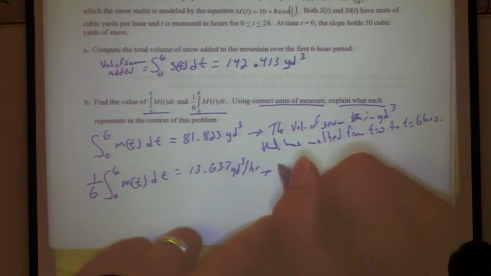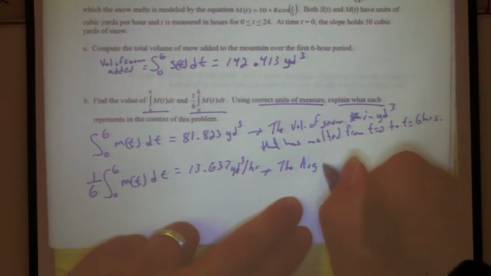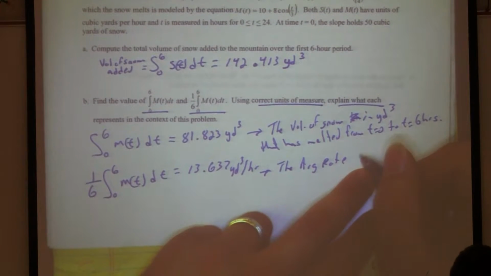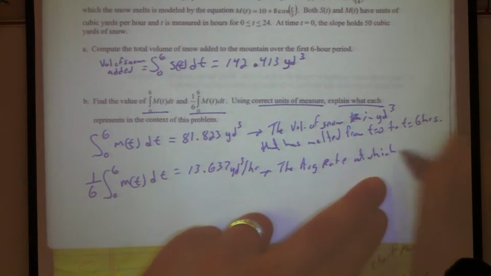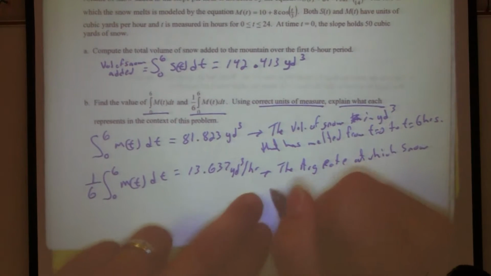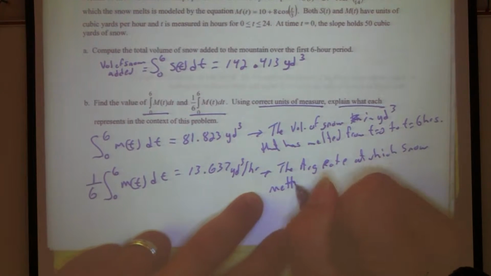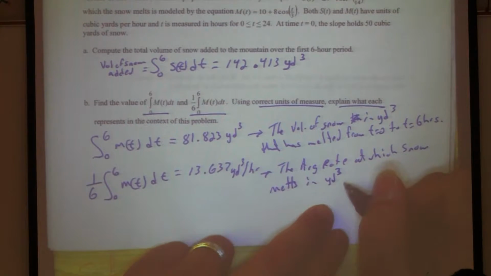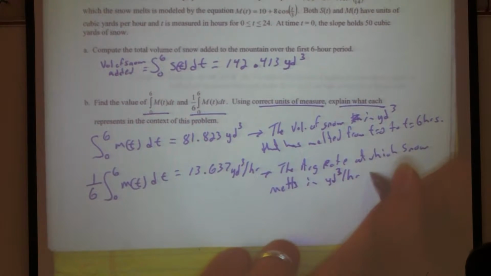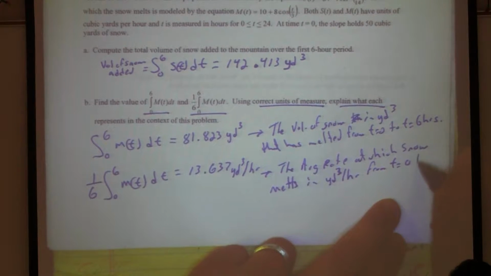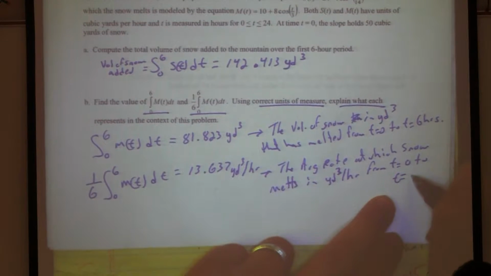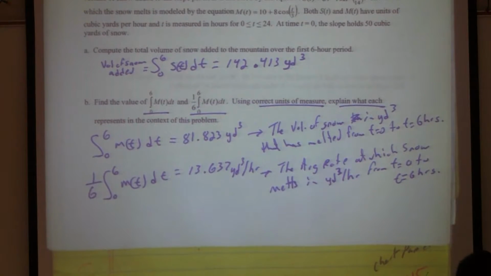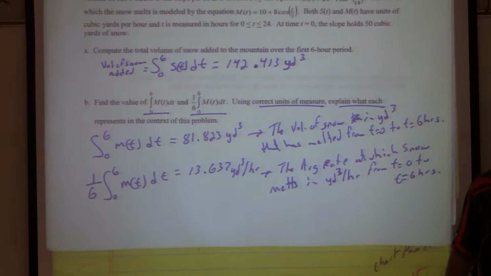And we can say that this is the average rate at which snow melts, right? In yards cubed per hour from T equals 0 to T equals 6 hours. Getting the hang of it?